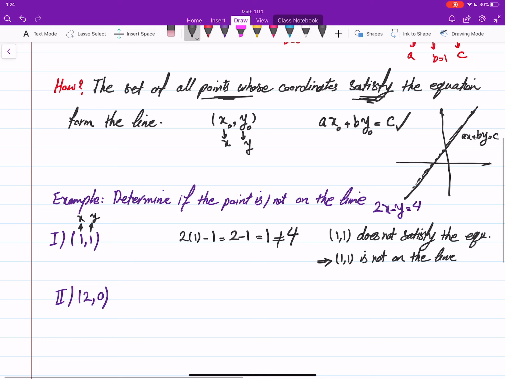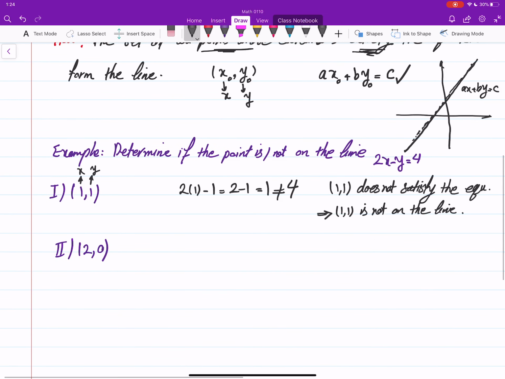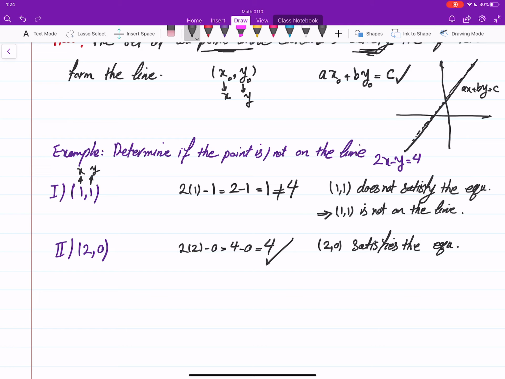So that is what we were doing: plug in x and y and see if that satisfies the equation or not. For this one, 2 times 2 minus 0 is 4 minus 0, which is equal to 4. So that satisfies the equation. That means that (2, 0) satisfies the equation, and as a result, it is a point on the line.